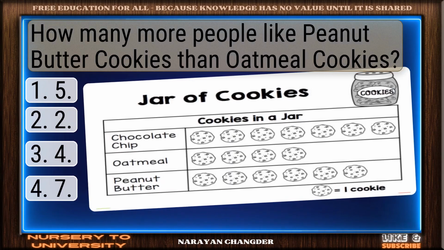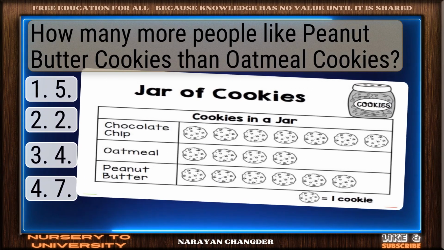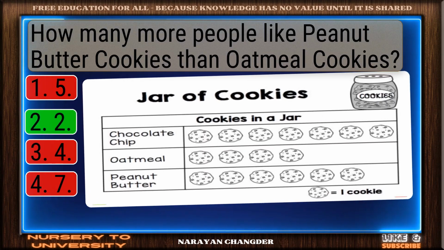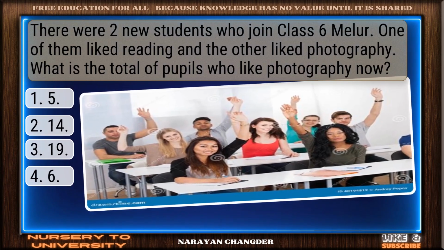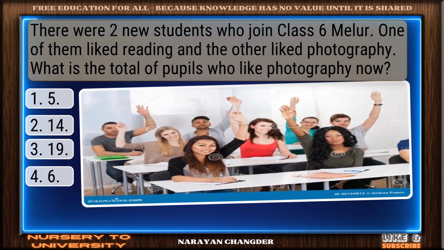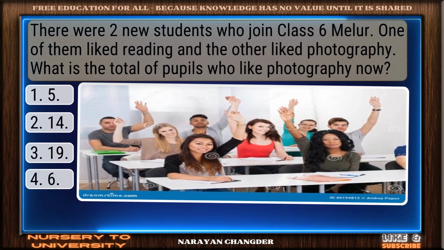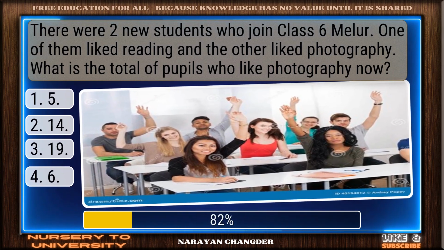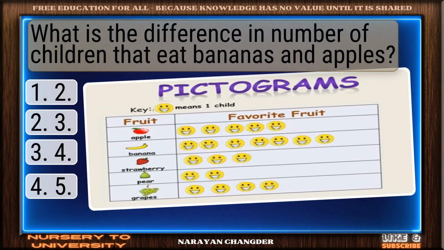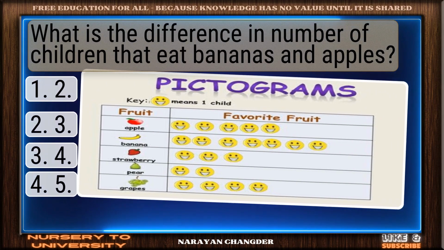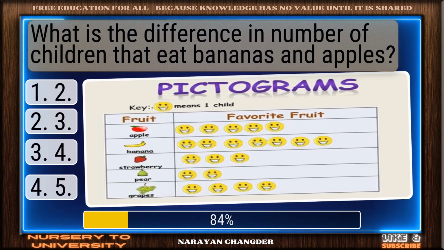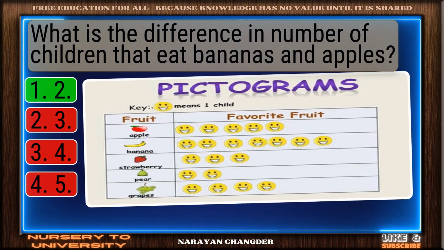How many more people like peanut butter cookies than oatmeal cookies? Strong choice. 2. There were 2 new students who joined class 6 Miller. One of them liked reading and the other liked photography. What is the total of pupils who like photography now? Smart move. 5 is accurate answer. What is the difference in number of children that eat bananas and apples? Bravo. 2 is the answer.